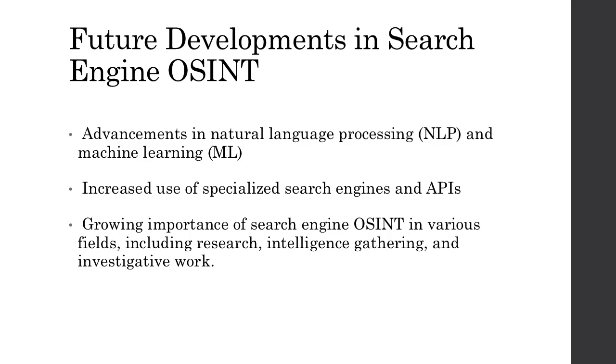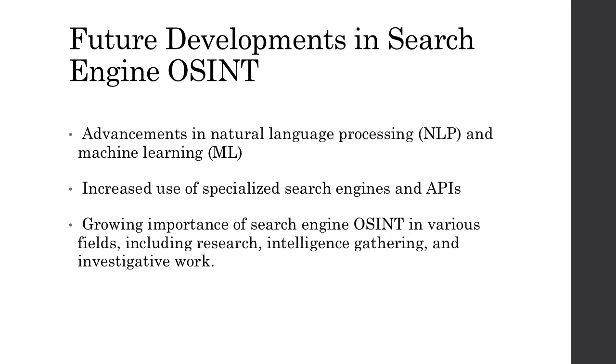Advancements in natural language processing, NLP, and machine learning, ML. Imagine you are trying to find information about a specific topic, but there are many irrelevant results mixed with the relevant ones. With advancements in NLP and ML, search engines can better understand the context of your query and provide more accurate and relevant results.